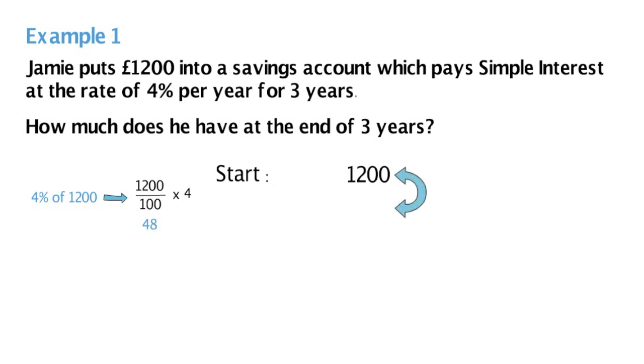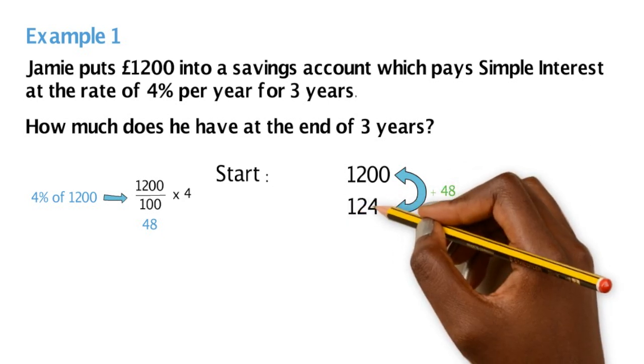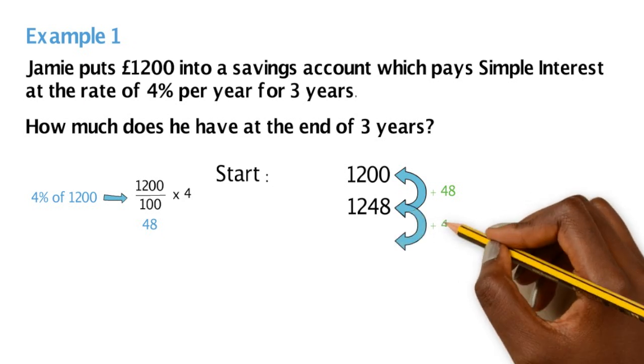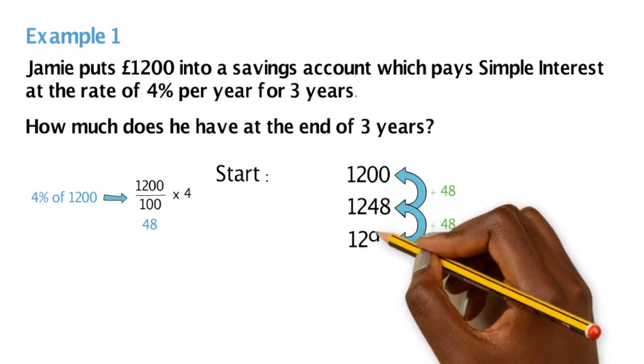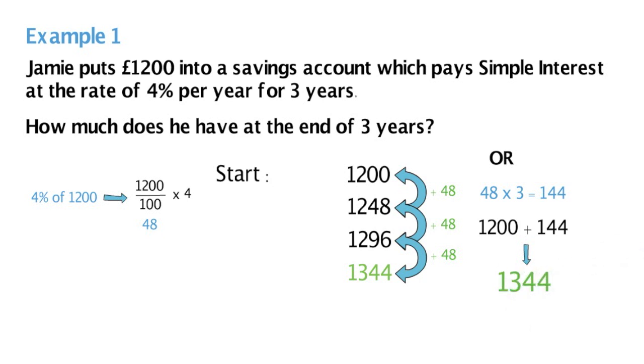And because it's simple interest, you're going to be adding £48 each year. So we'd add 48 onto 1,200, which would leave us with 1,248. Add 48 again to see how much you would have at the end of 2 years, and that would be 1,296. Then add 48 one more time for the end of 3 years, and he would be left with £1,344. Or a quicker way of working it out is, because simple interest is the same amount each year, and you want to work out for 3 years, you would do the interest amount, which is 48, times by 3, which is 144. Add that onto your original value, and you get the same answer.